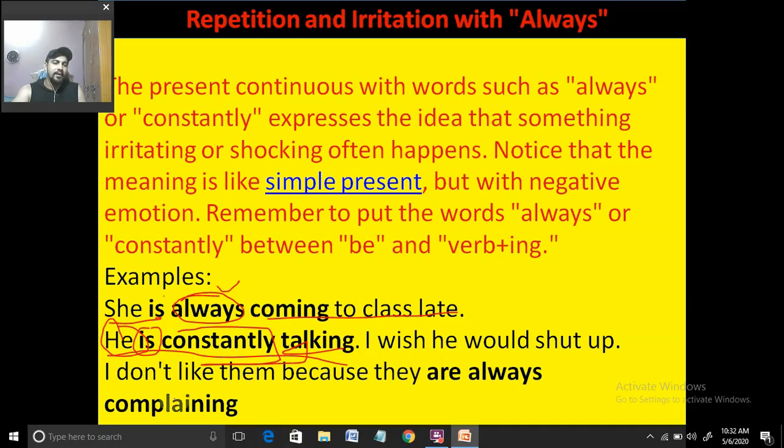Then, I don't like them because they are always complaining. Somebody is complaining about somebody. So from words like always or constantly happening, you can get to know that for repetition and irritation we can also use the present continuous tense.